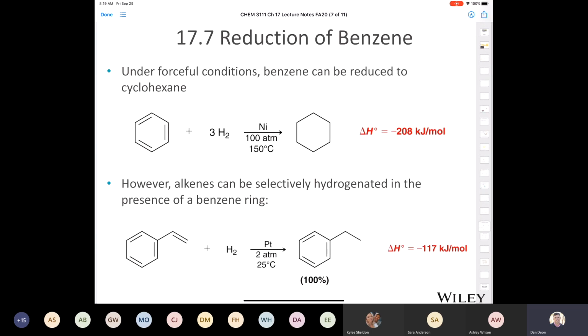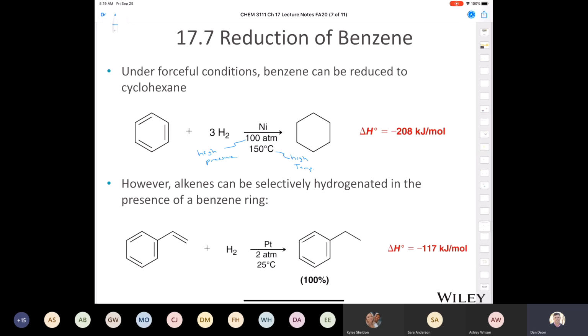It says here that under forceful conditions, you can hydrogenate benzene to cyclohexane. However, I wouldn't want to be the guy that has to do this. I've never done any reaction at 100 atmospheres of pressure. That's pretty high pressure, right? So we'll say here, very high pressure. I've done reactions at maybe 30 atmospheres or 50 atmospheres at the most. And then we also have high temperature. So it can be done, all right?